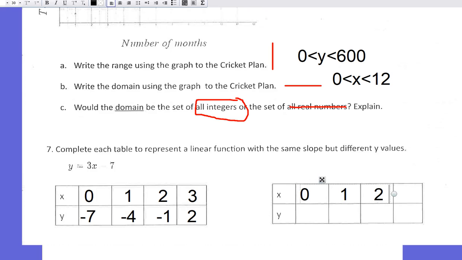0, 1, 2, 3 can be my input numbers. So let's just start at someplace different, like 1. We want to have the same slope, which means it changes by 3 each time. So what's the next one? 4, 7, 10. Okay, so these numbers have the same slope. They go by 3s, but they start at a different place, so they have different y values. Okay, so those are the answers for number 1 through number 7, and we will finish the rest of these questions later on.